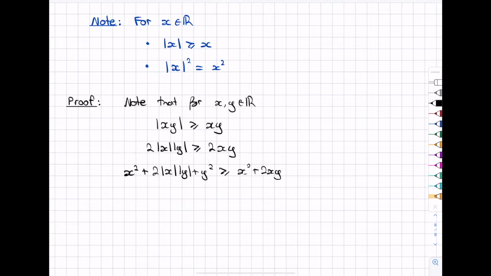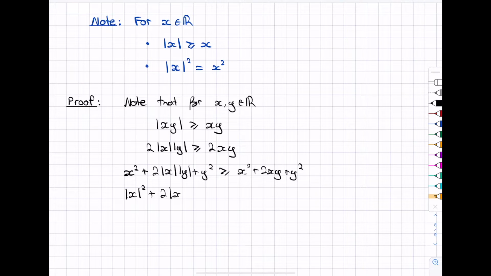By adding x squared plus y squared, I've turned my left-hand side into my right-hand side into x plus y all squared. And by using this second fact, I can turn the left-hand side into the absolute value of x squared plus 2 times the absolute value of x, the absolute value of y, plus the absolute value of y squared. And this also turns this into a perfect square.